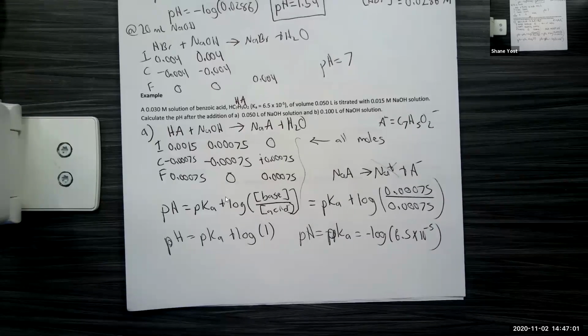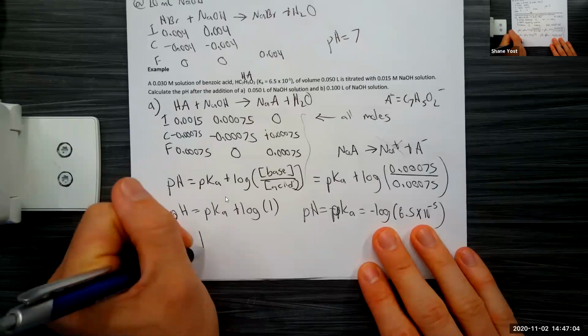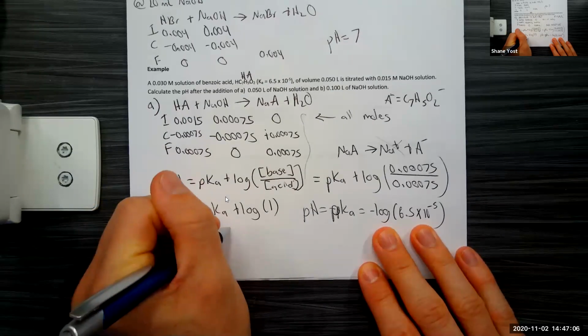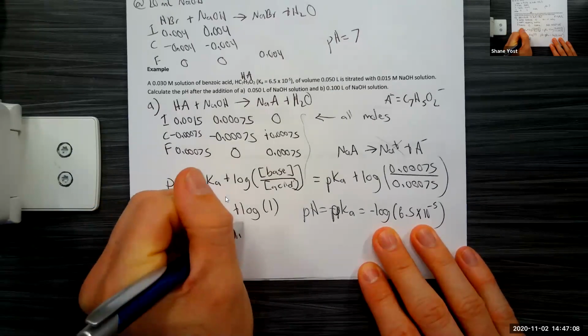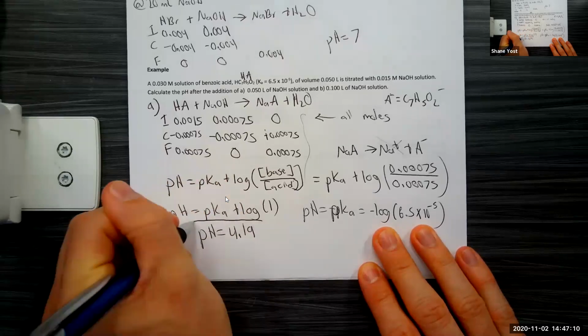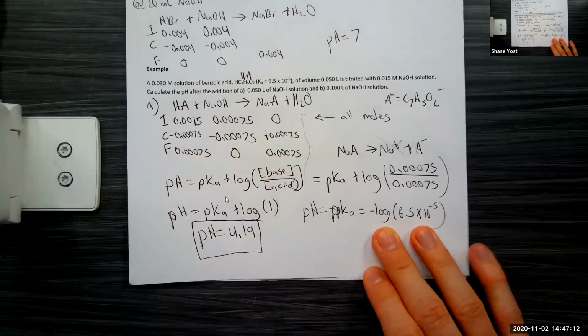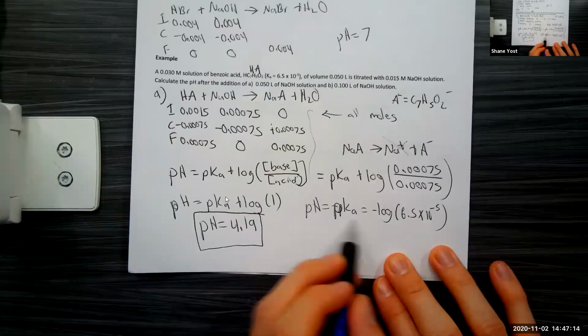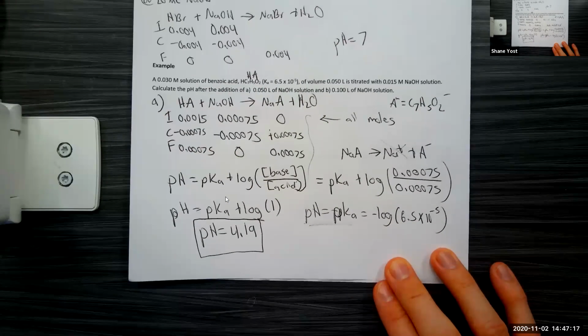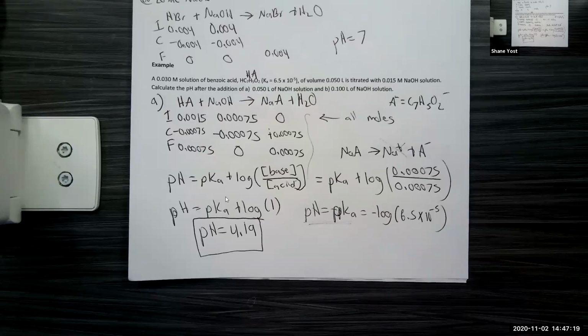You calculate that, you'll get pH equals 4.19, which again is just the pKa. All right, so questions about how we did part A here?